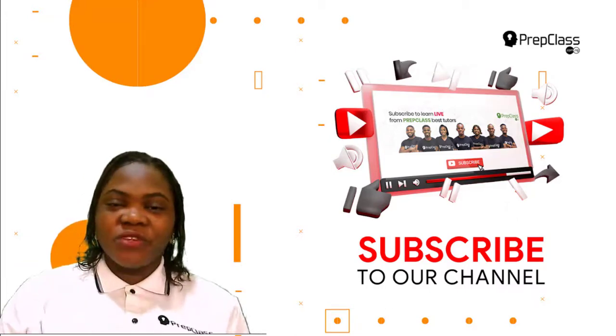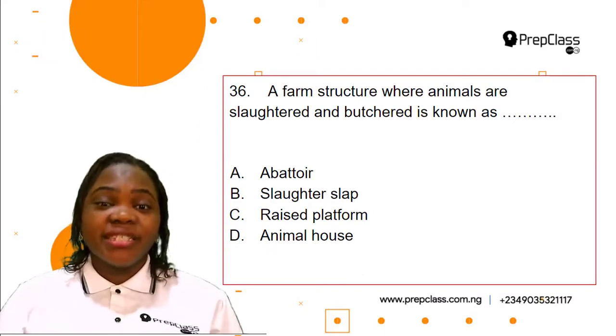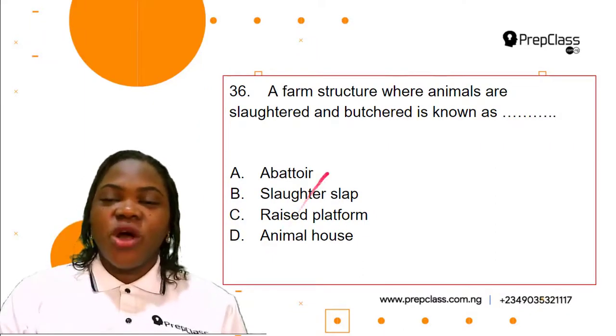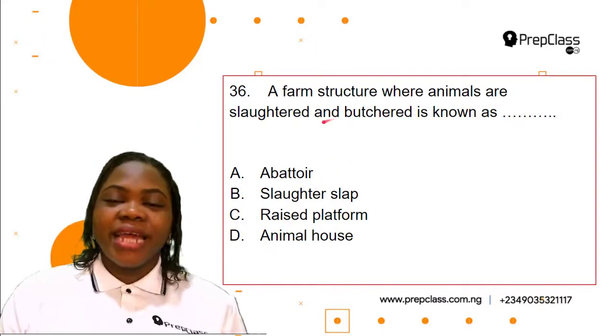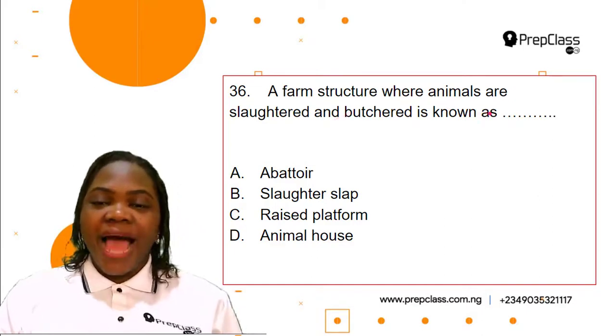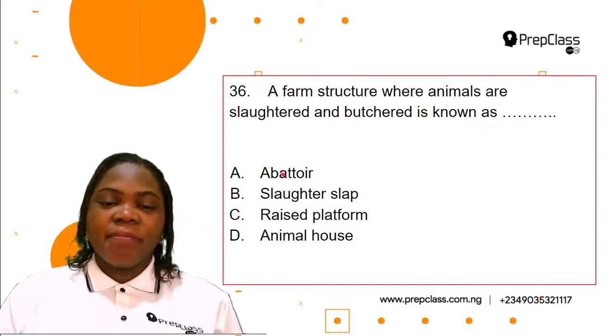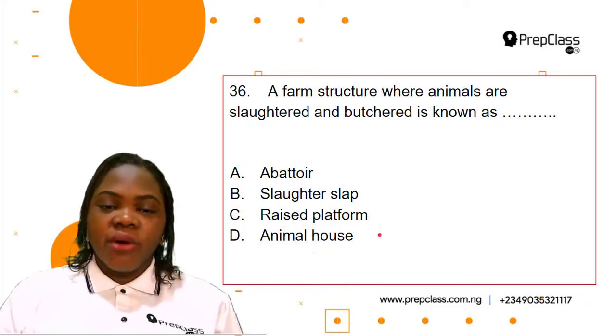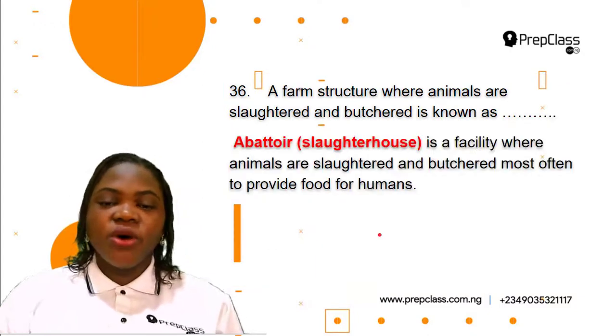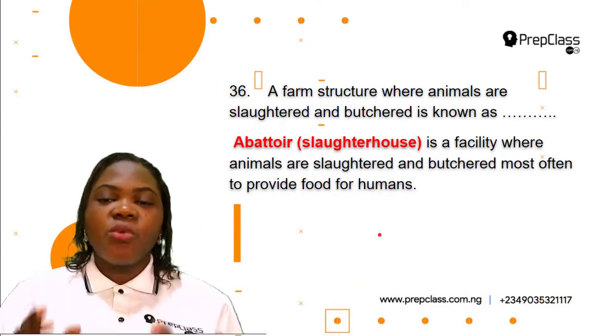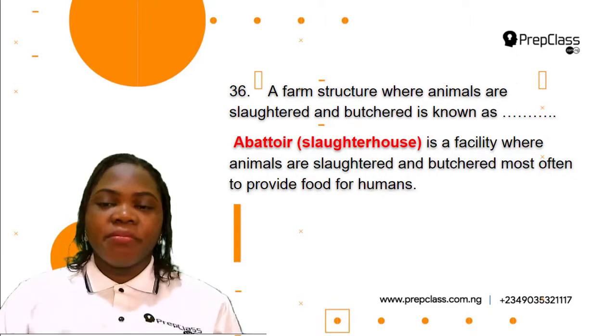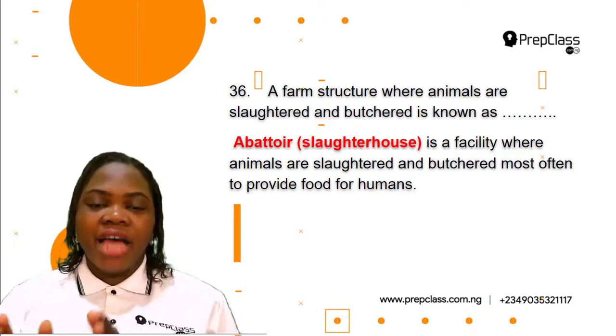Alright, so let's move on to the first question, which is question 36. A farm structure where animals are slaughtered and butchered is known as dash. A. Abattoir. B. Slaughter slab. C. Raised platform. D. Animal house. Okay, so a farm structure where animals are slaughtered and butchered is known as dash.